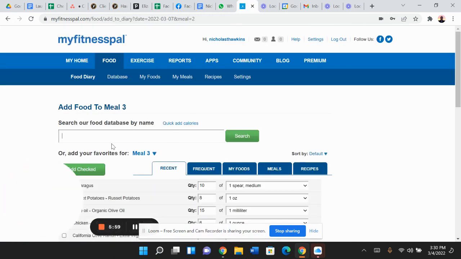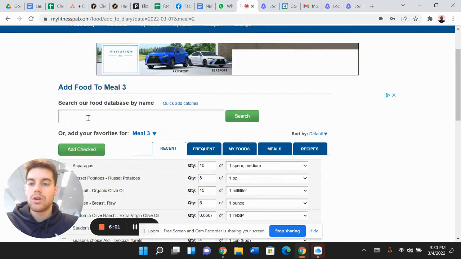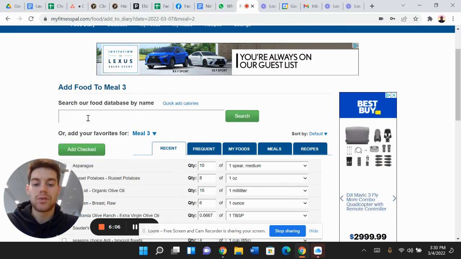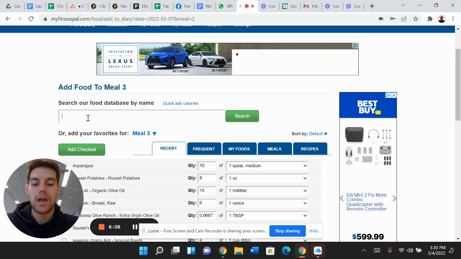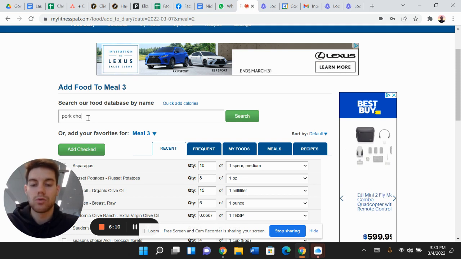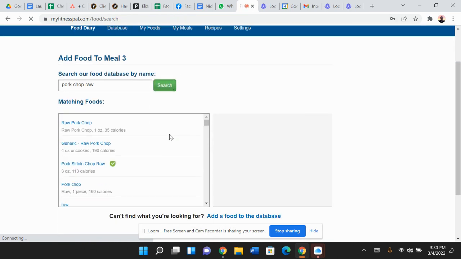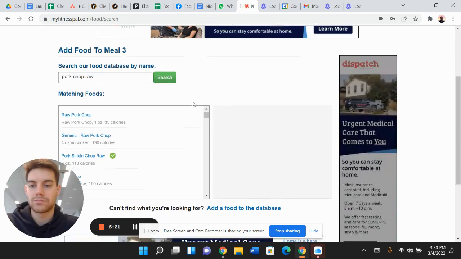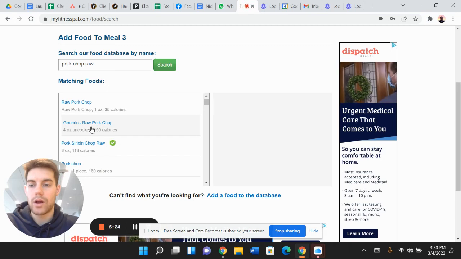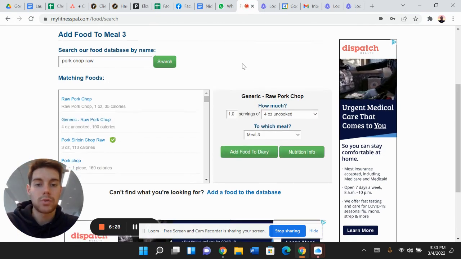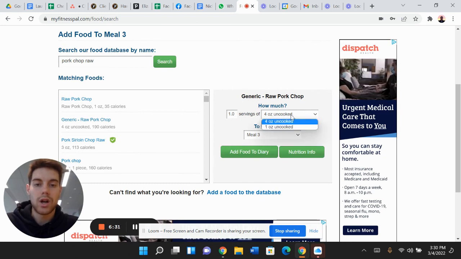Let's say for dinner, remember, we're always trying to center our meals around protein. So let's say protein first. Let's say I want to have a pork chop, raw. Okay, and again, you can put the brand in there as well. You can scan the barcode, it makes it a lot easier. But let's just say general pork chop, okay? Generic raw pork chop, 4 ounces uncooked. This is general. This is what most pork chops would be. So again, 4 ounces uncooked.